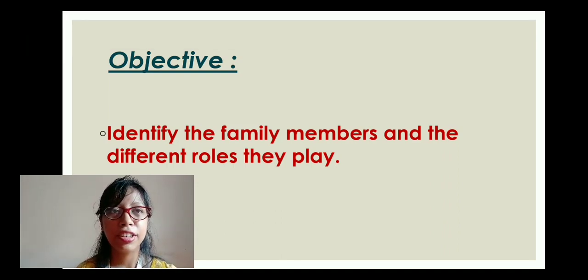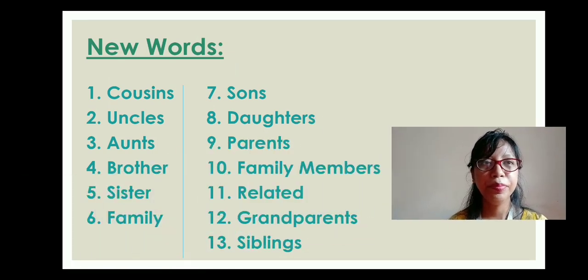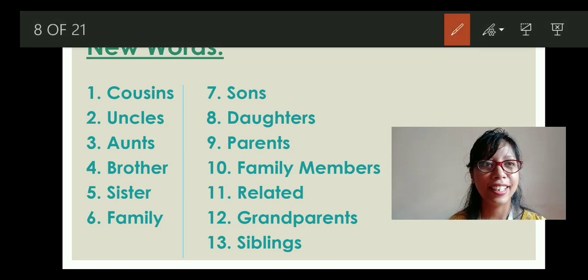Now let's start with the new words. Shall we start reading it together? Yes, let's begin. Number 1, C-O-U-S-I-N-S, cousins. We already know who the cousins are, right? I will be explaining it in detail while discussing the chapter. Number 2, U-N-C-L-E-S, uncles. 3, A-U-N-T-S, aunts. 4, B-R-O-T-H-E-R, brother. 5, S-I-S-T-E-R, sister.